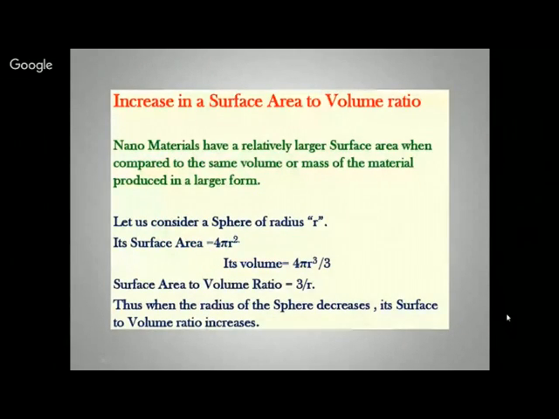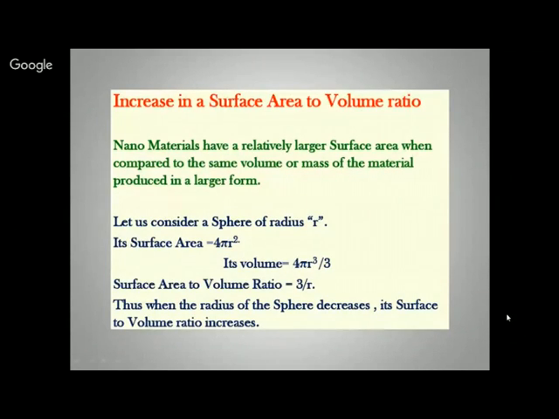Suppose I have a spherical particle, and I want to take the surface area to volume ratio. Suppose the radius of the sphere is r, then the surface area is equal to 4 pi r square, and the volume is equal to 4 pi r cube by 3. If you take the ratio of surface area to volume, the ratio is 3 upon r, where r is the radius of the particle. So if I create a particle whose radius is 1 meter, then this ratio is 3.